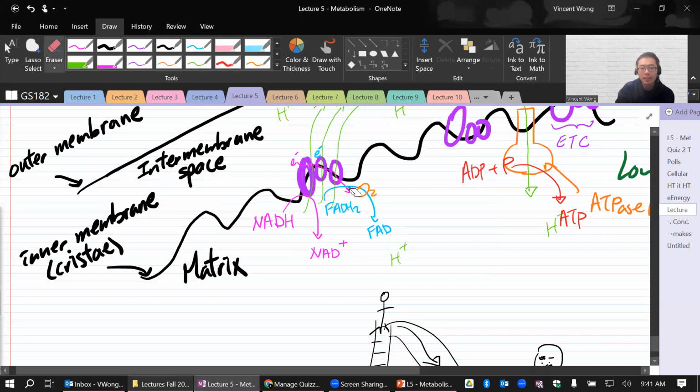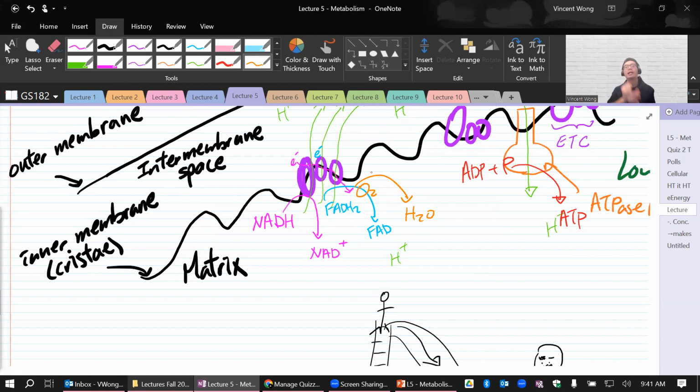Oxygen will come at the end of the ETC. It will pull the electron off, and then it will become water. That's why oxygen is called the final electron acceptor. It accepts the electron, and that's the final destination, and then it becomes water. The oxygen is very important. Without the oxygen, the electron will not get off the ETC.